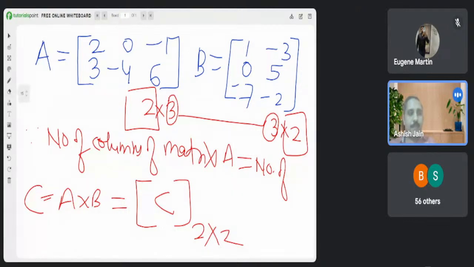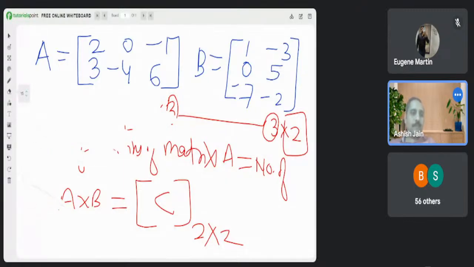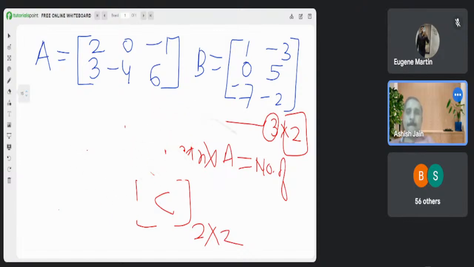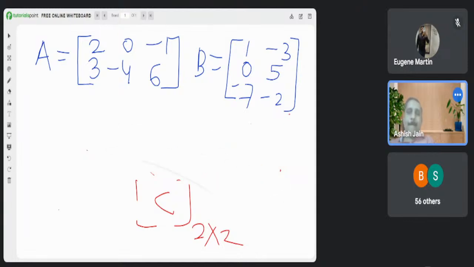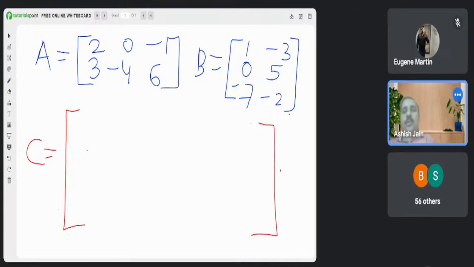Okay. So I'm just rubbing this part. Since my number of columns of A is equal to number of rows of B, I can multiply them both. And my new matrix would be capital C. Capital C would be a 2 row and 2 column matrix. ये clear है? यहां तक.